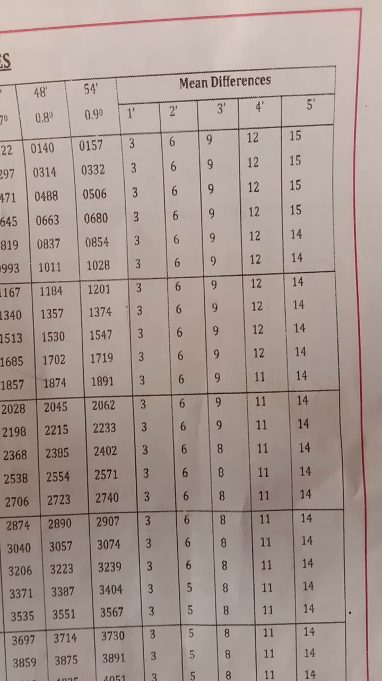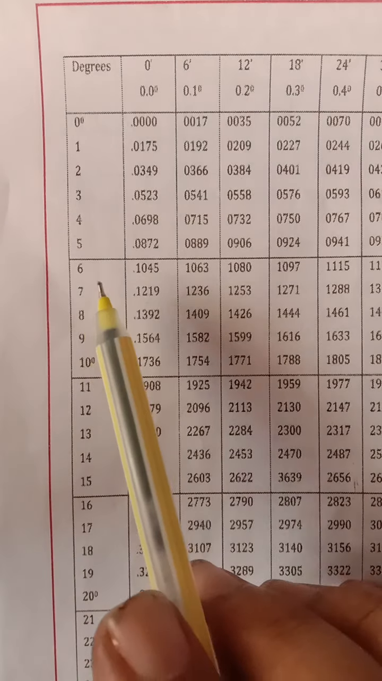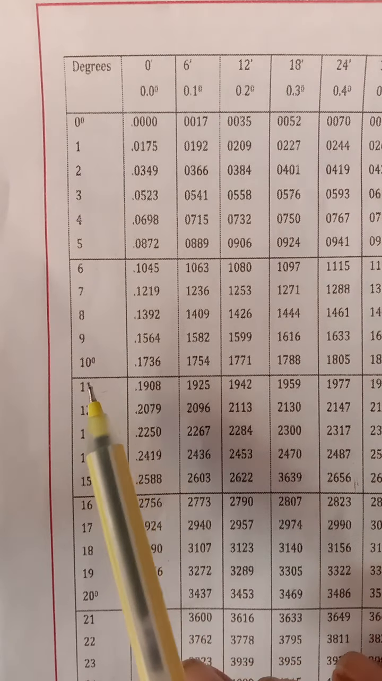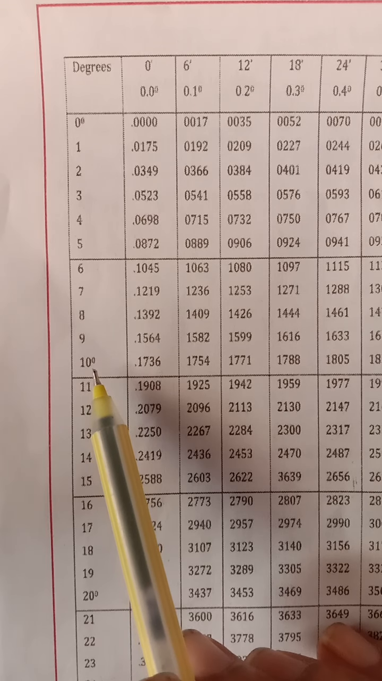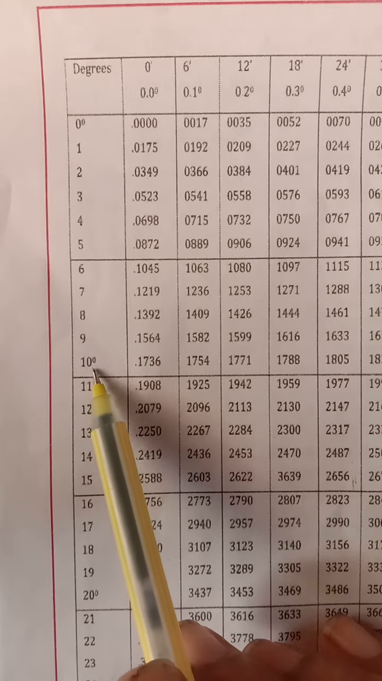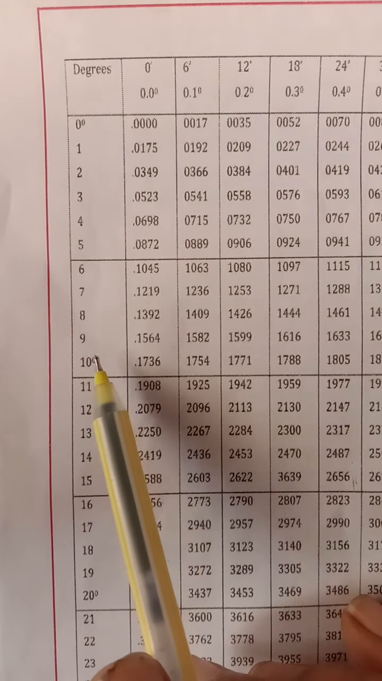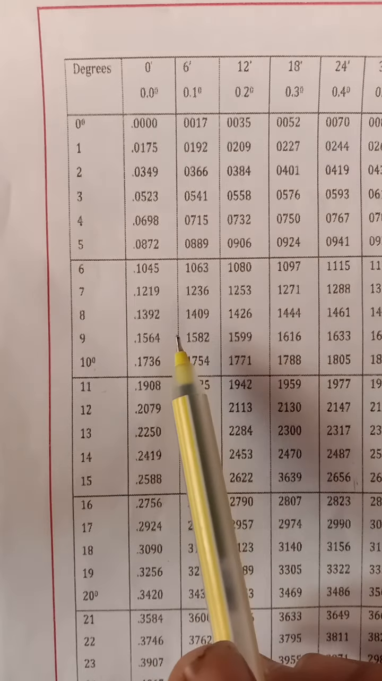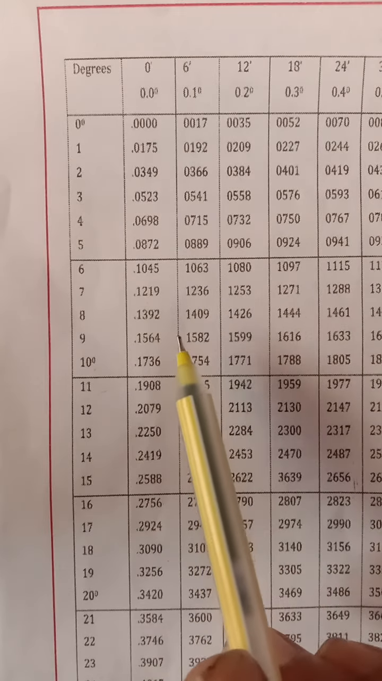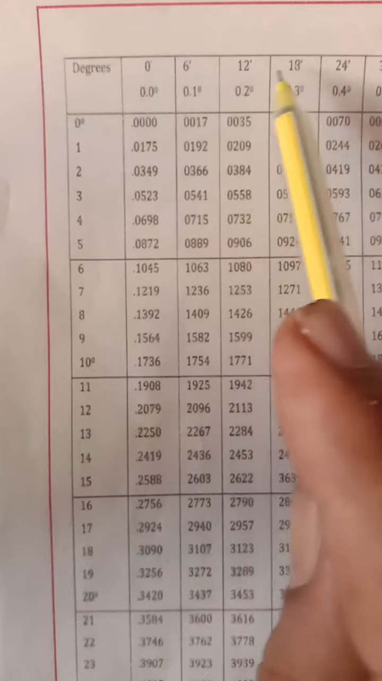Now if any given angle is given in terms of only degrees, then in order to find the value of sine of that angle, we will have to first find the value of that angle in terms of degrees in the first column, and then we will have to move horizontally in these vertical columns for respective number of minutes.